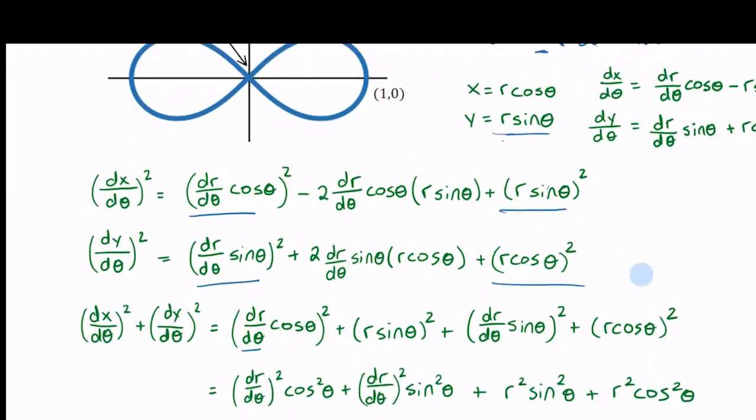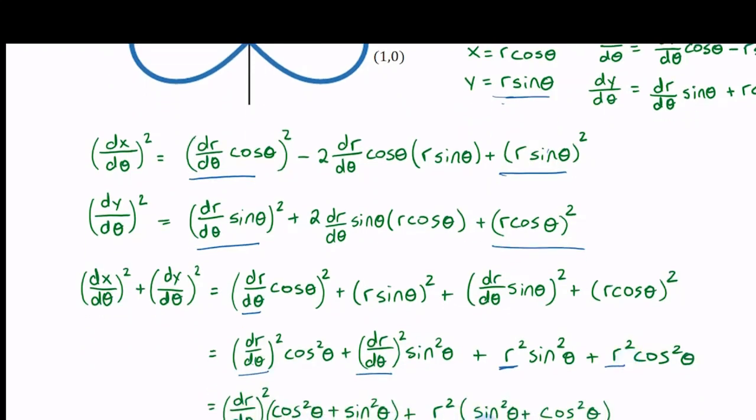The reason we did this is because now if we factor out the derivative squared, you're left with cos squared theta plus sine squared theta. If we factor out the r squared, you're left with sine squared theta plus cos squared theta. And we know these terms go to 1. So essentially, they disappear, leaving us with dr d theta squared plus r squared. So all of this tells us this is equivalent to that.